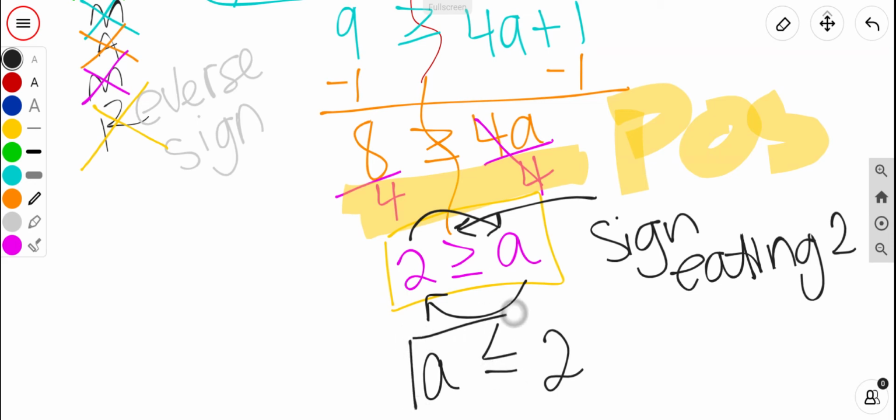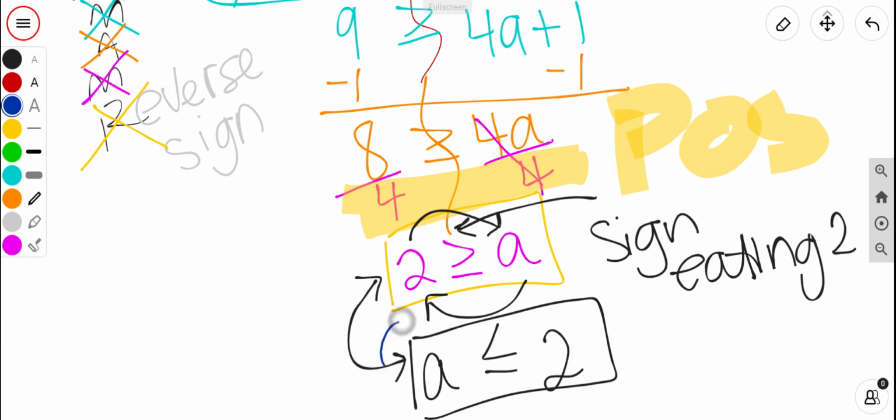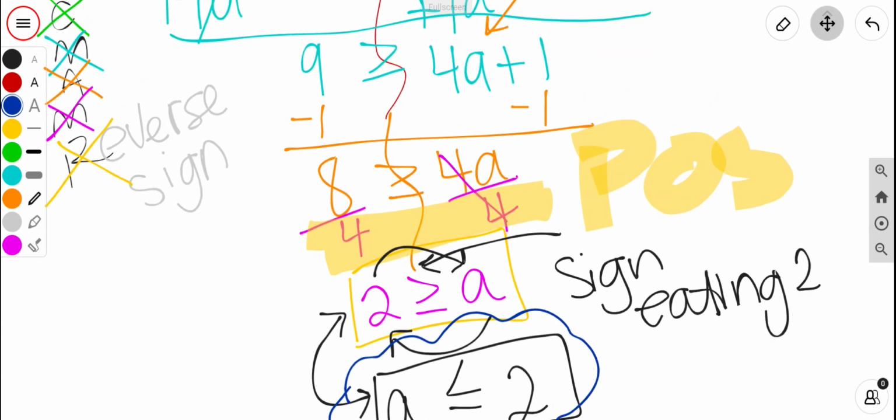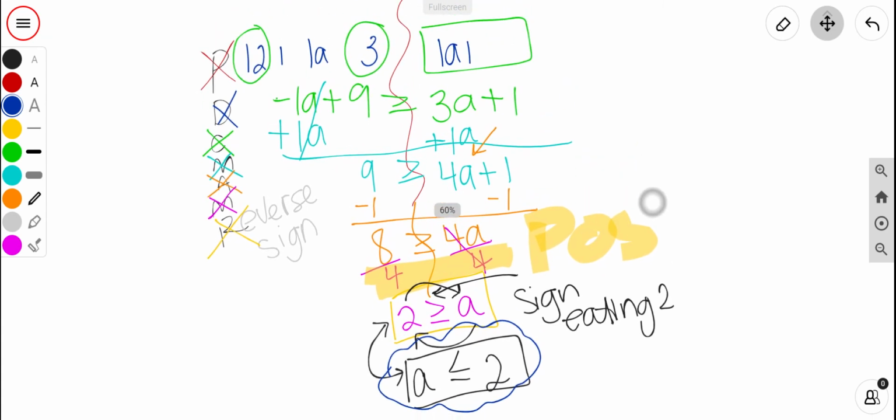Okay, now these say the same thing. If this says 2 is greater than or equal to a, and this says a is less than or equal to 2, both mean the same thing. I just read it 2 different ways. Okay? You must have this answer, because we always put the variable on the left side.